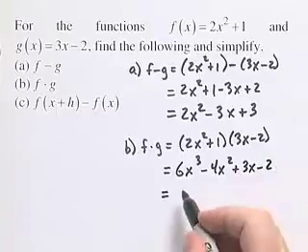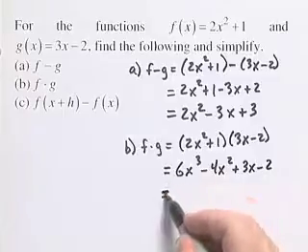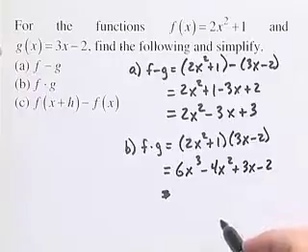Collect the like terms if there are any. There are no like terms that we can collect, and so f times g is just 6x cubed minus 4x squared plus 3x minus 2.